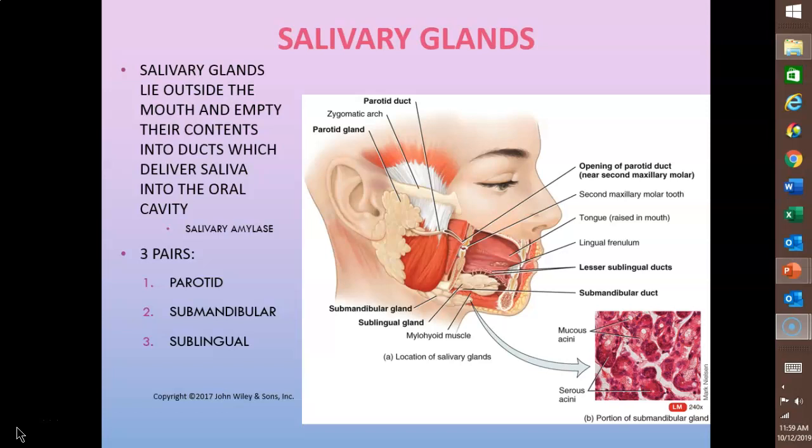Bicarbonate ions and phosphate ions help to buffer acidic foods that we may eat. Mucus lubricates the food so it can be moved around in the mouth easily and helps us to form a ball or a bolus of food which can be swallowed more easily.